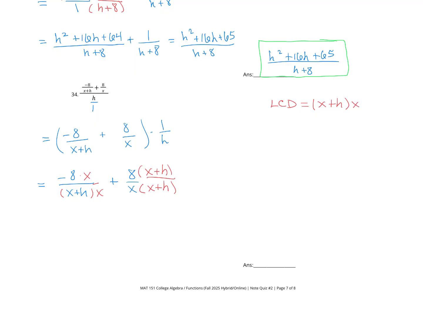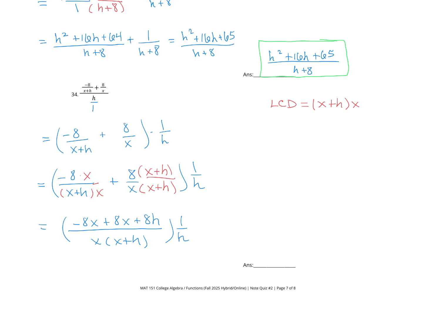All right, and that whole thing is still multiplied by 1 over h yet. All right, next up, I'm going to have my common denominator of x times x plus h. In my numerator, I've got negative 8x from the first. Distributing, I'm going to get 8 times x plus 8 times h. Still times 1 over h.